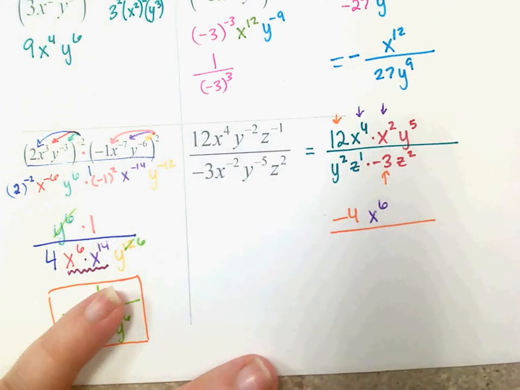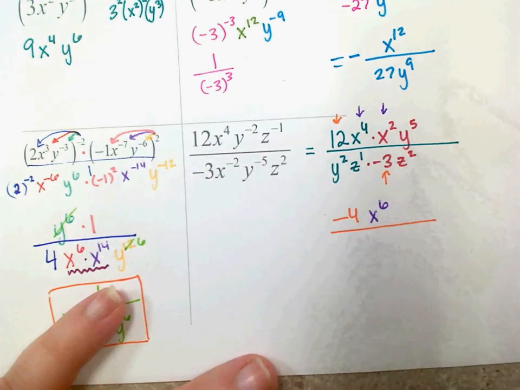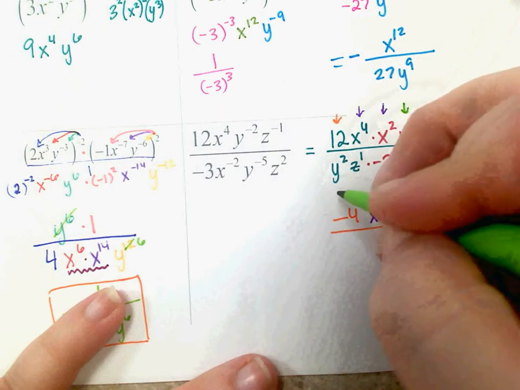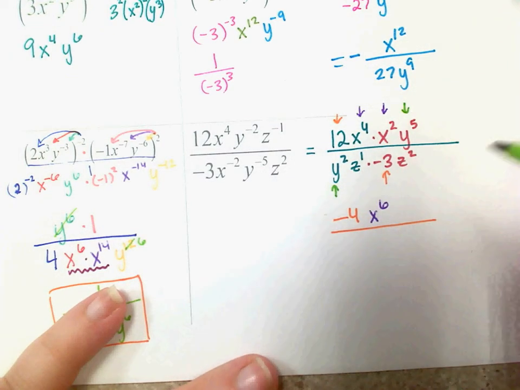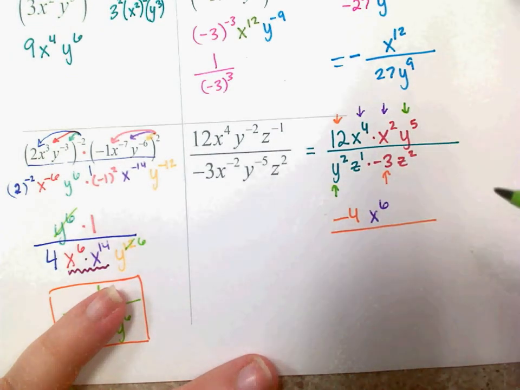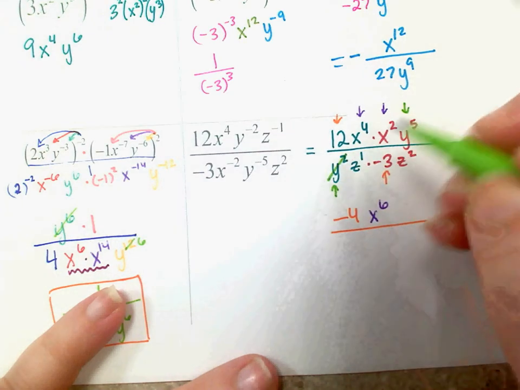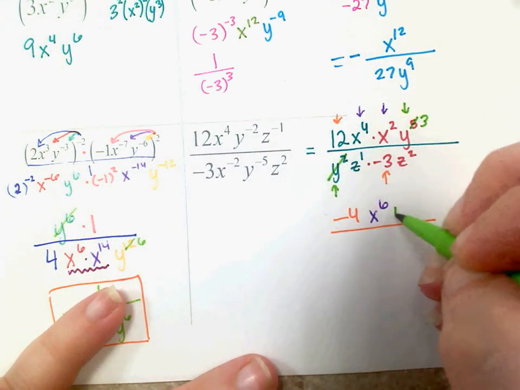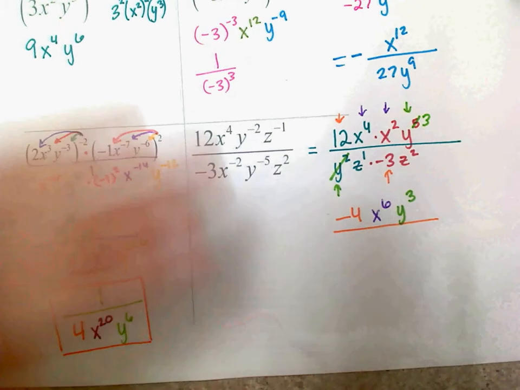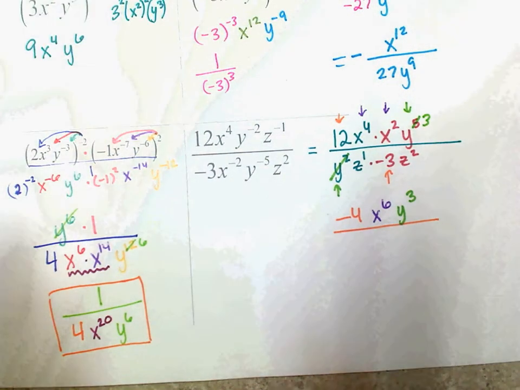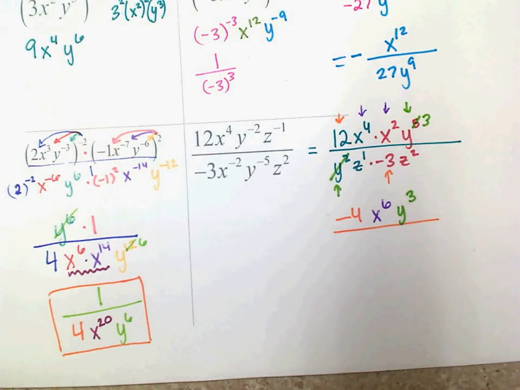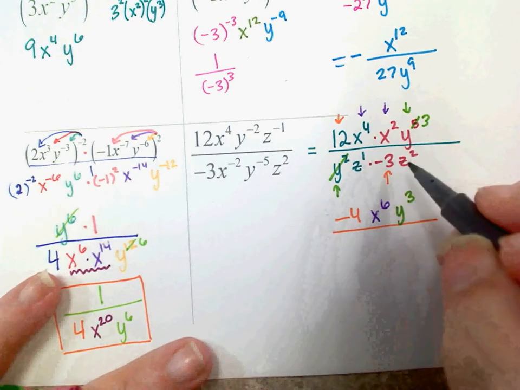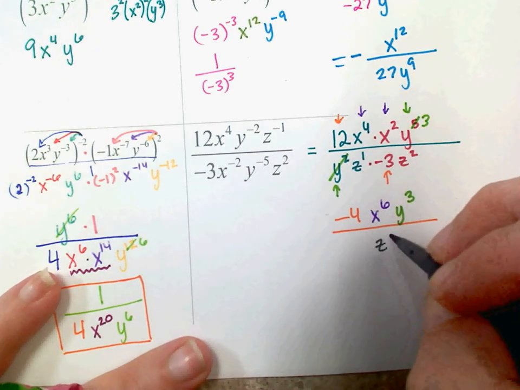I have a y in the numerator and a y in the denominator. So what I'm going to do is simplify out 2 of those with 2 of those, leaving me with 3 in the numerator. And then the z's are both in the denominator. z to the first and z to the second, so we just add the powers, z cubed, and there's my final answer. Okay?